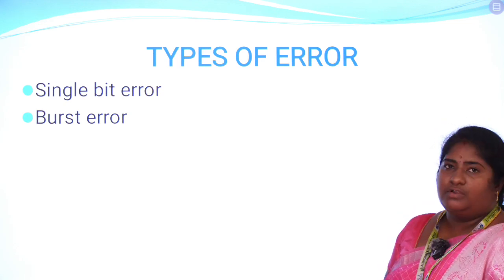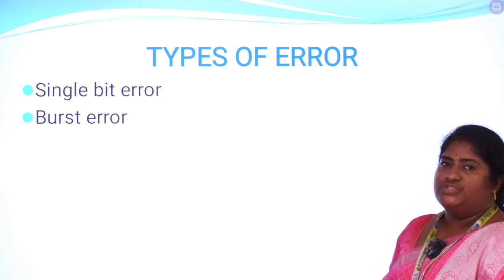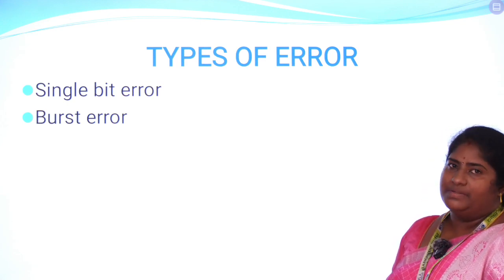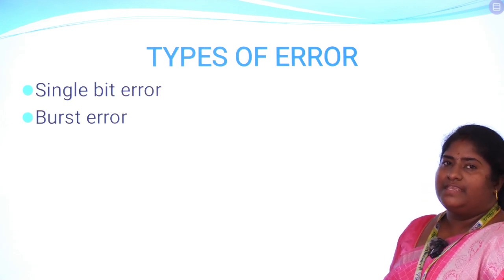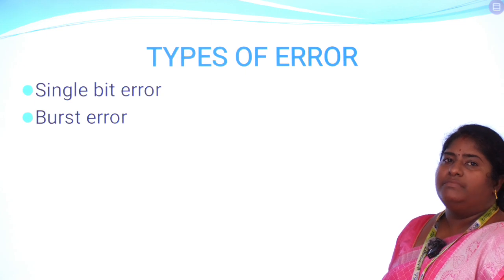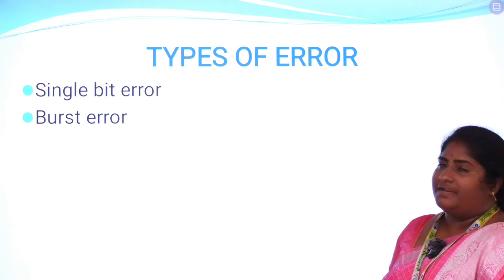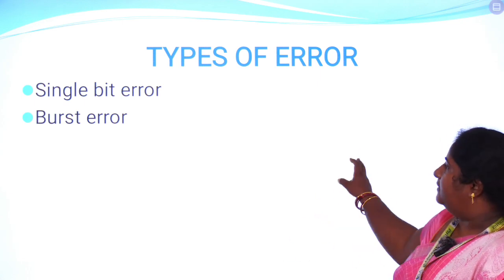Basically there are two types of error in data transmission. The first one is called a single bit error and the second one is called a burst error. As the name says, a single bit error means only one bit will be changed, either from 0 to 1 or from 1 to 0 while transferring. That is called a single bit error.